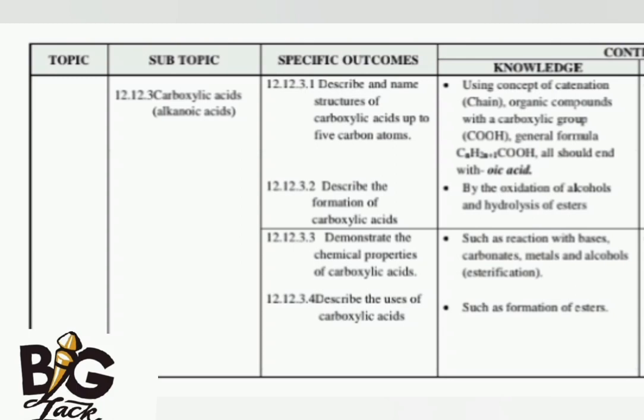Apart from that, when a carboxylic acid reacts with alcohols, an ester is formed during the process of esterification. You also need to describe the uses of carboxylic acids, such as the formation of esters. Apart from that, you need to demonstrate the preparation of ammonium, potassium, and sodium salts. In this part, esters are also called salts.